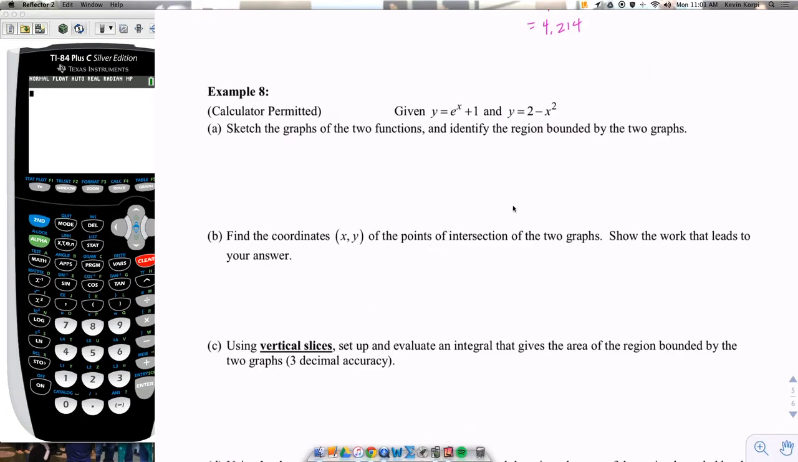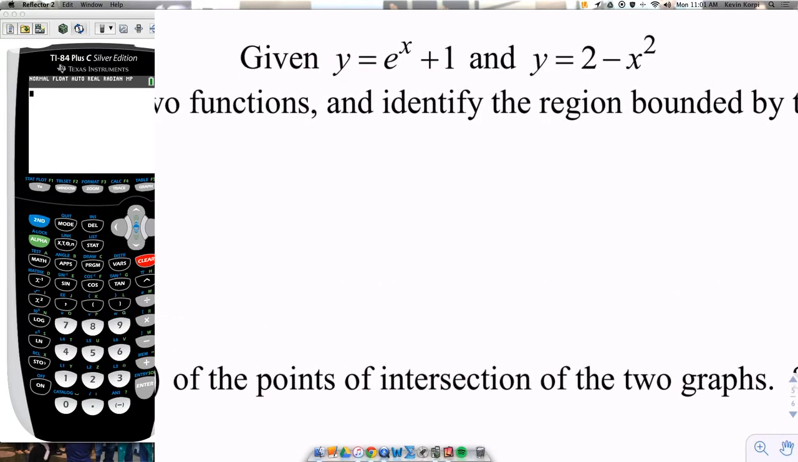Example 8, calculator permitted. Given y equals e to the x plus 1 and y equals 2 minus x squared, part A, sketch the graphs of the two functions and identify the region bounded by them. Again, it's a calculator question. You don't want to reflexively grab for it. Look at your functions. They're both easy transformations of parent functions. You can sketch the graph without the calculator's help.